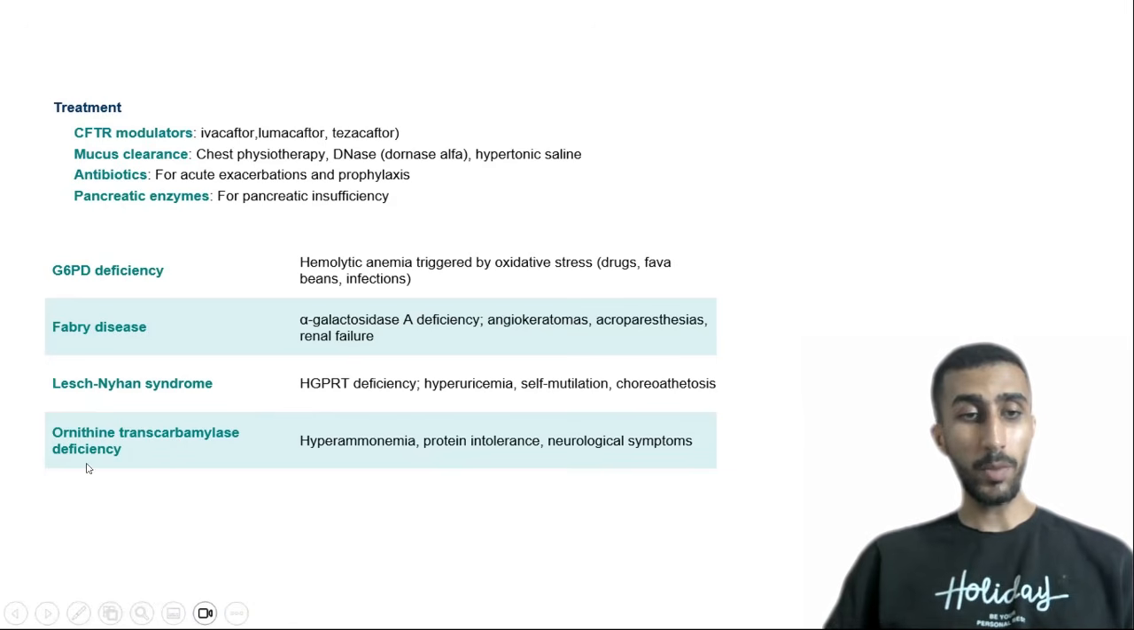And ornithine transcarbamylase deficiency, people will have hyperammonemia and protein intolerance. So Lesch-Nyhan syndrome is HGPRT deficiency, so this is the enzymatic deficiency here. These people will have hyperuricemia, choreoathetosis, and the very, very famous thing to know, very, very high yield, is that these people have self-mutilation. So self-mutilation along with hyperuricemia in Lesch-Nyhan syndrome, versus ornithine transcarbamylase deficiency, where they have hyperammonemia and protein intolerance, and they also have neurological symptoms.